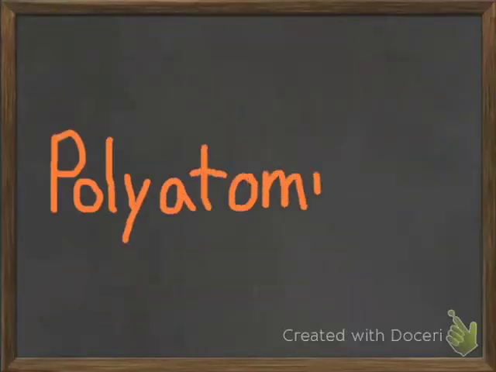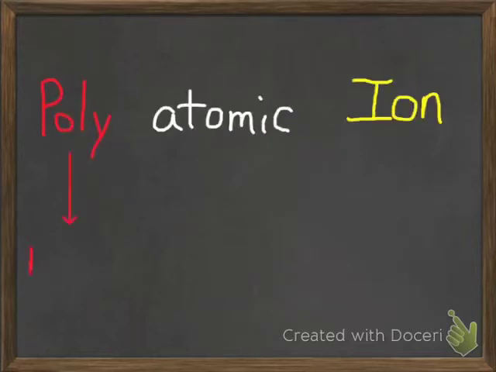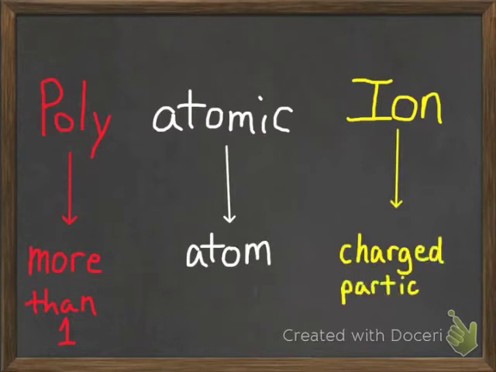So let's break down the words polyatomic ion. Poly is a word meaning more than one. Atomic means atom, and ion means charged particle. So a polyatomic ion is really just a molecule containing more than one atom that happens to be charged. So let's look at one, and let's look at how we can draw the Lewis structure for it.